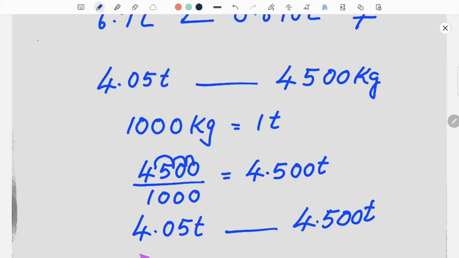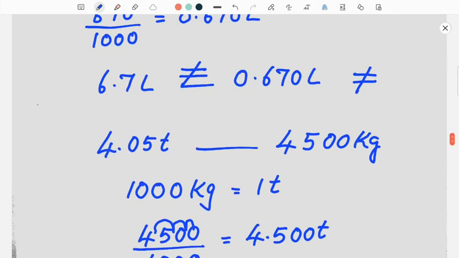Now check the places. 4, 4 same. Check the tenths place, 0, 5. Here 0 is less than 5. So these numbers are not equal. So write the symbol not equal to. Similarly, you can do the other questions also.